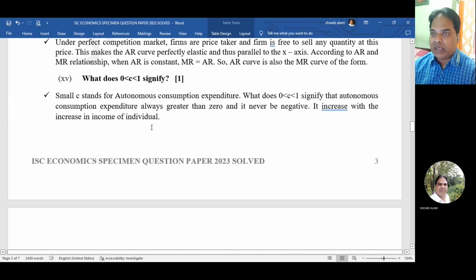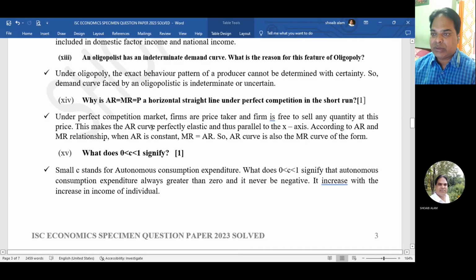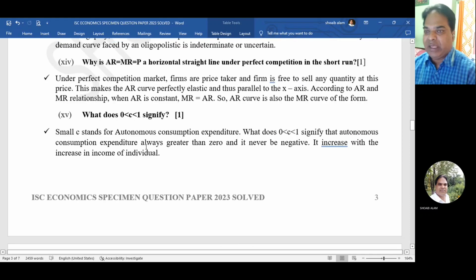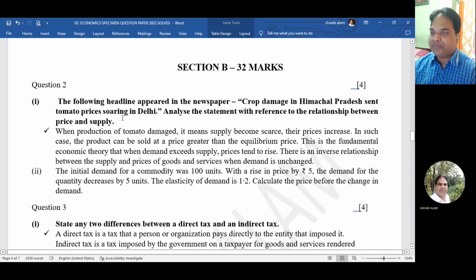Okay, so altogether how many questions? One might be missing, so I missed somewhere. 12, 13, 14, 15. Okay, now let us move on to section B, 32 marks.